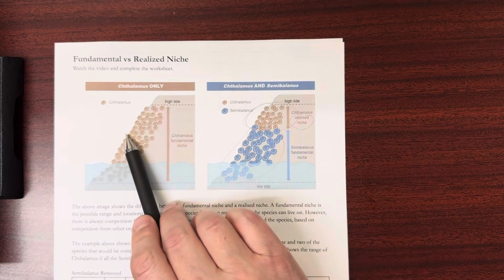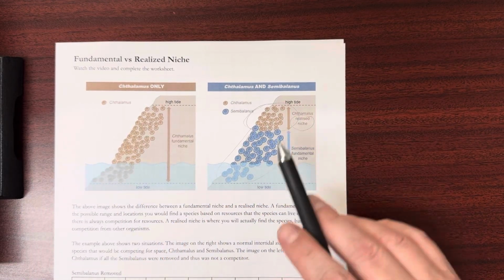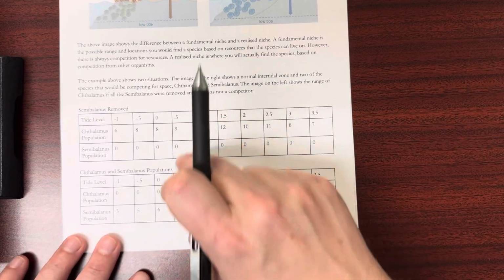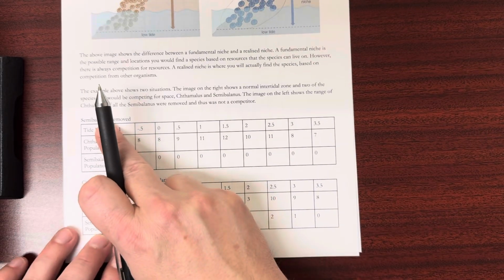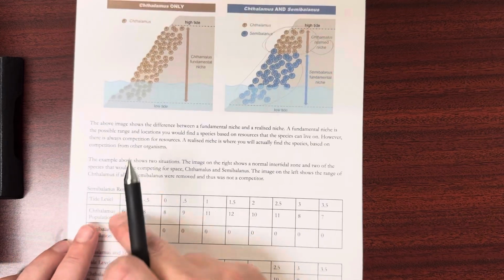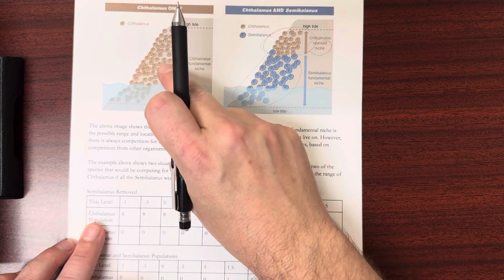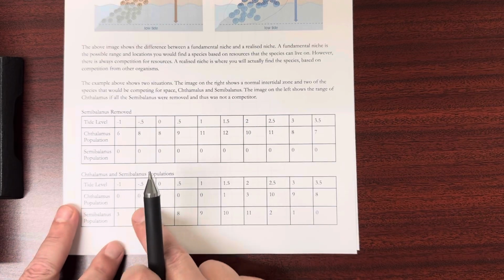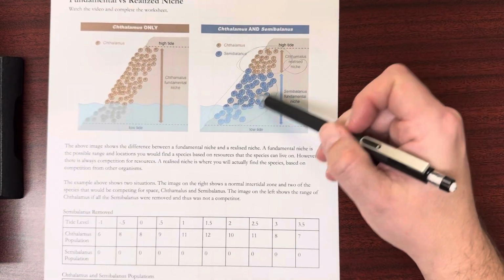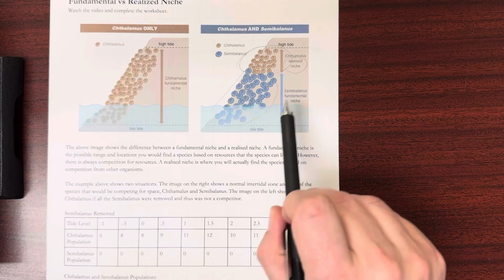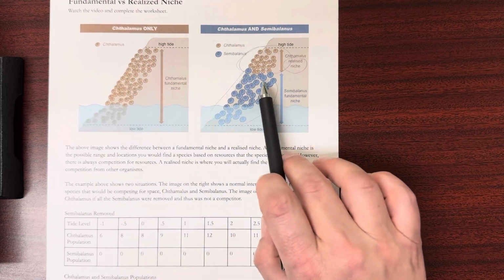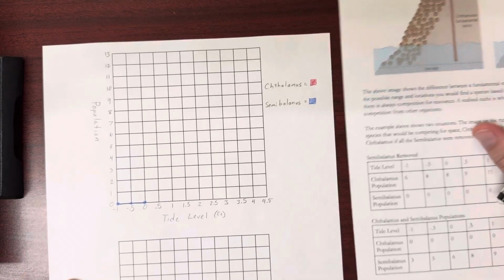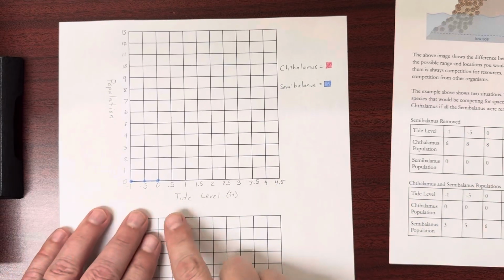So fundamental versus realized. Now what we're gonna do is do a couple of graphs, one in which we only have this population of barnacles, and then the next graph has a population of both barnacles. So basically we're graphing what we're seeing in these images here. And I will show you the graph. So you're gonna have to fill this in on your own.